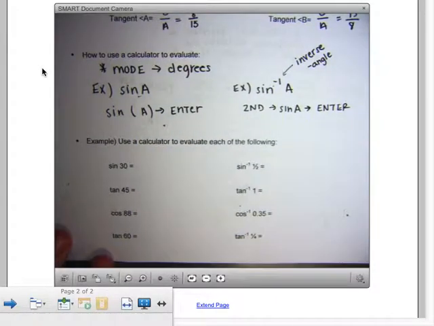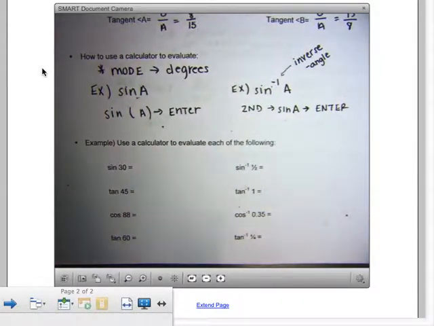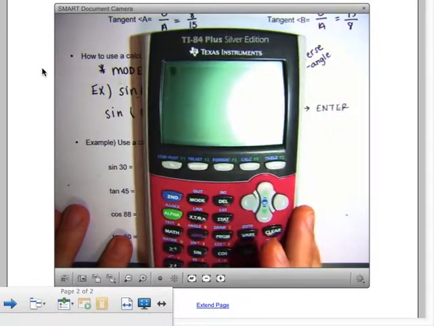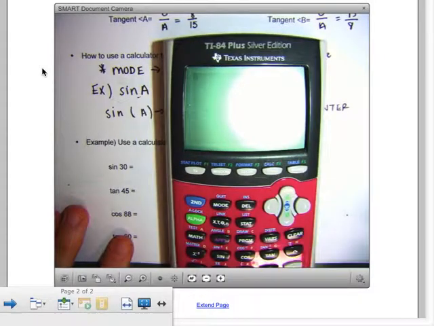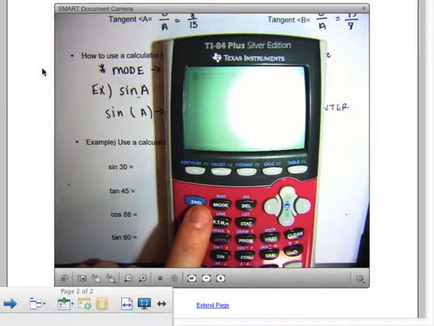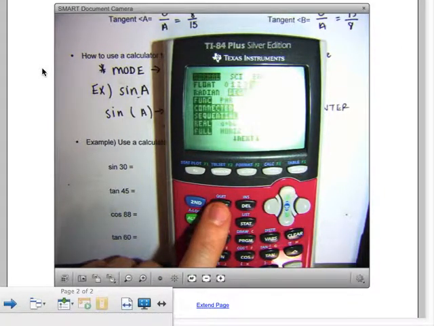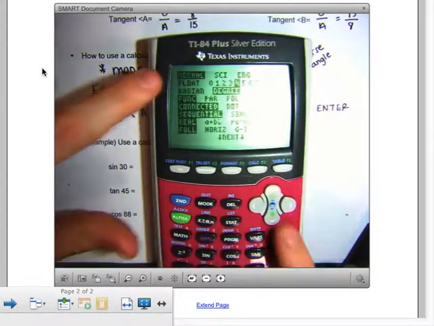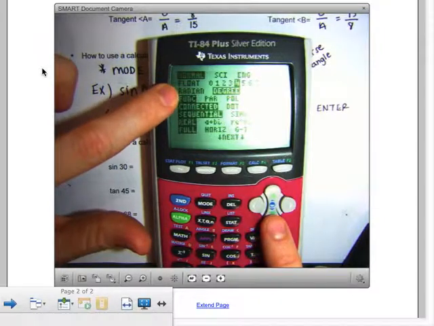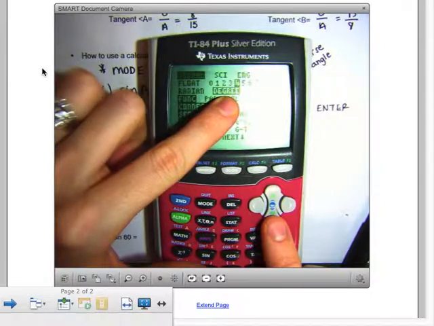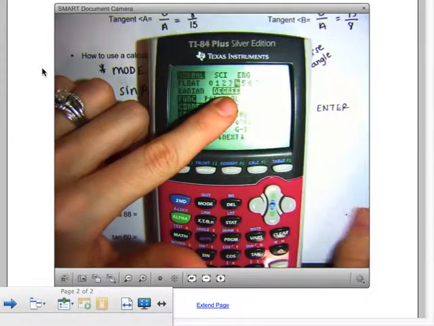Okay, so we're going to evaluate these 8 problems down here. First thing, remember I told you your calculator has to be in degrees. Sorry, I know there's a glare. To do that, I'm going to go to mode. If you look at your calculator, top left-hand corner is the second button. Go 1 over to mode. Now you should have this screen here. If you look down here, the third option down, my degrees is already highlighted, so that means my calculator is in degrees.